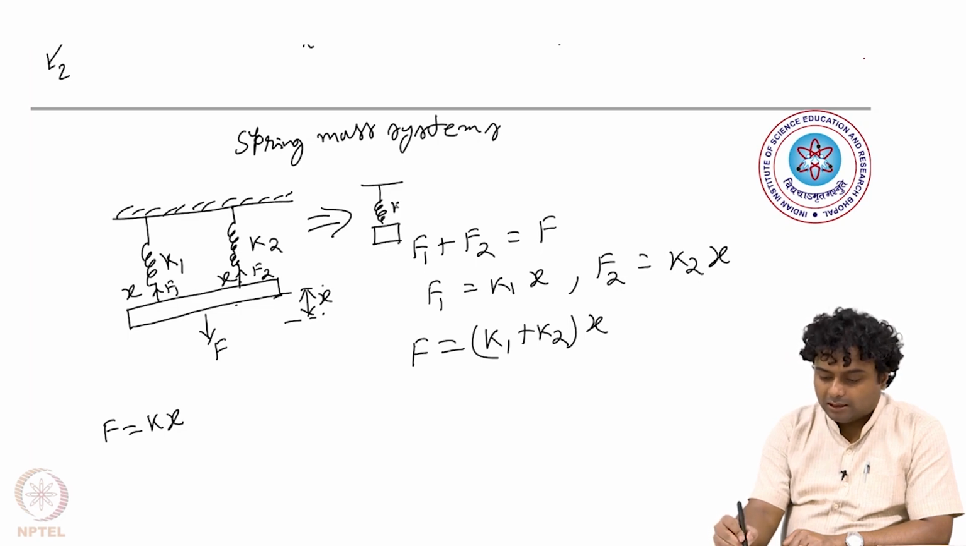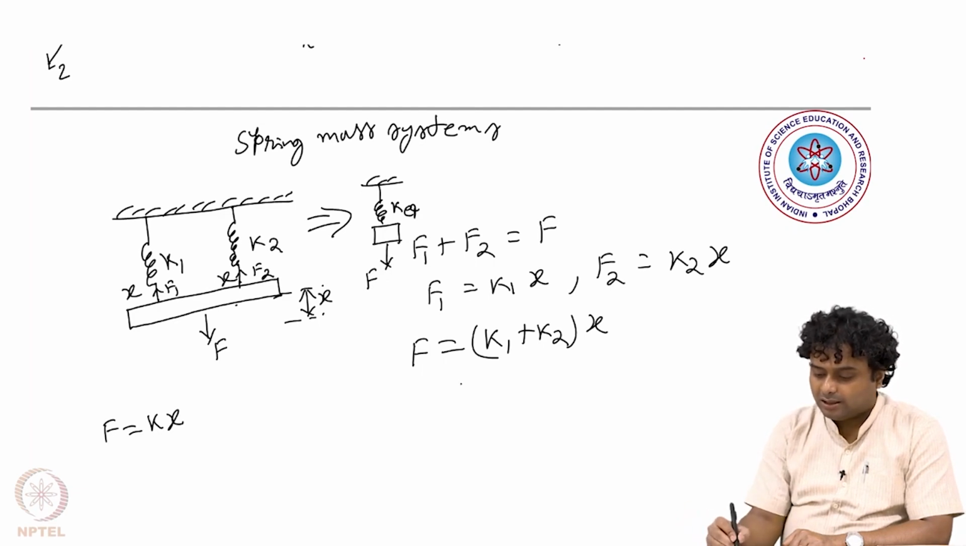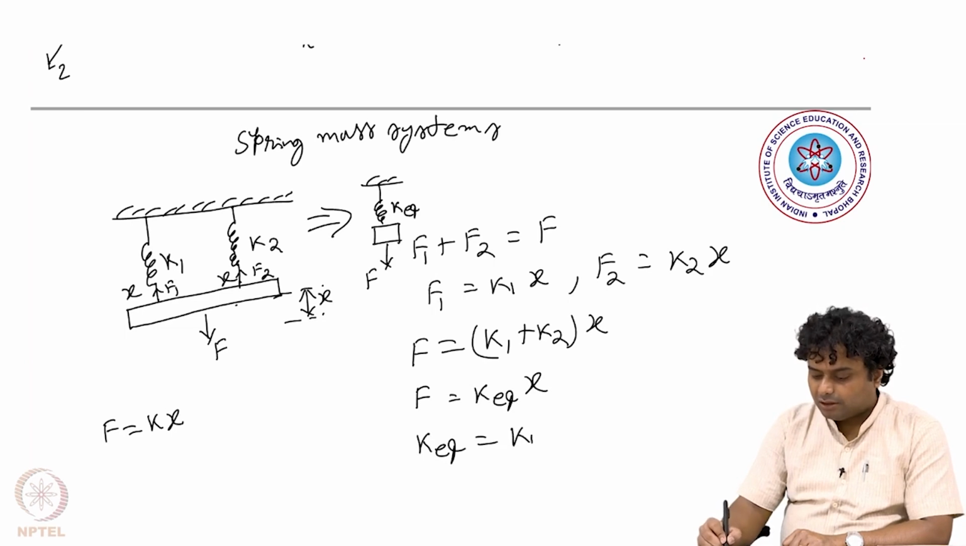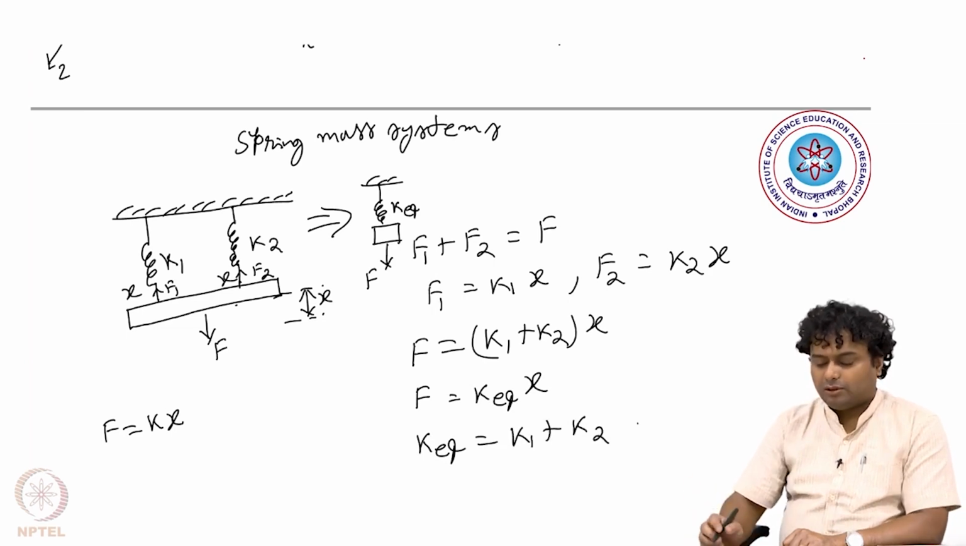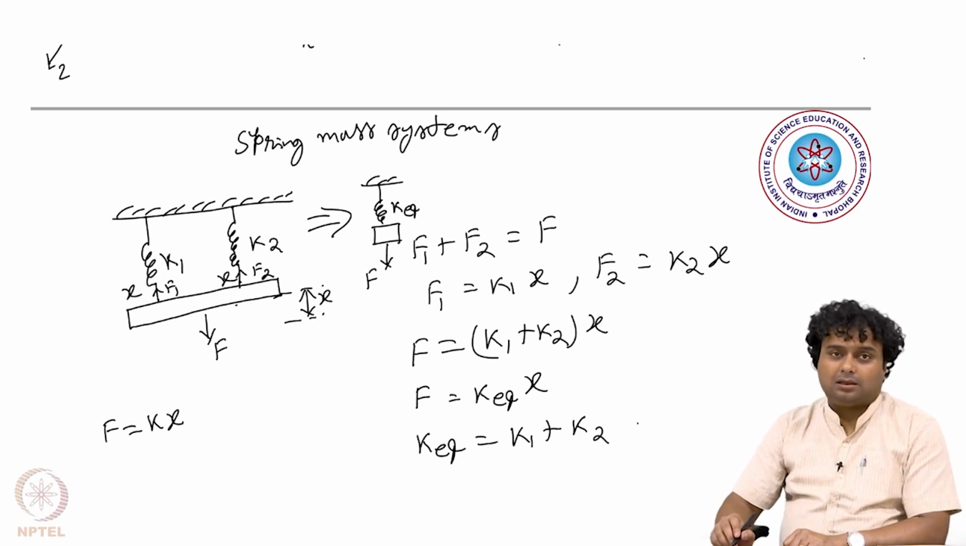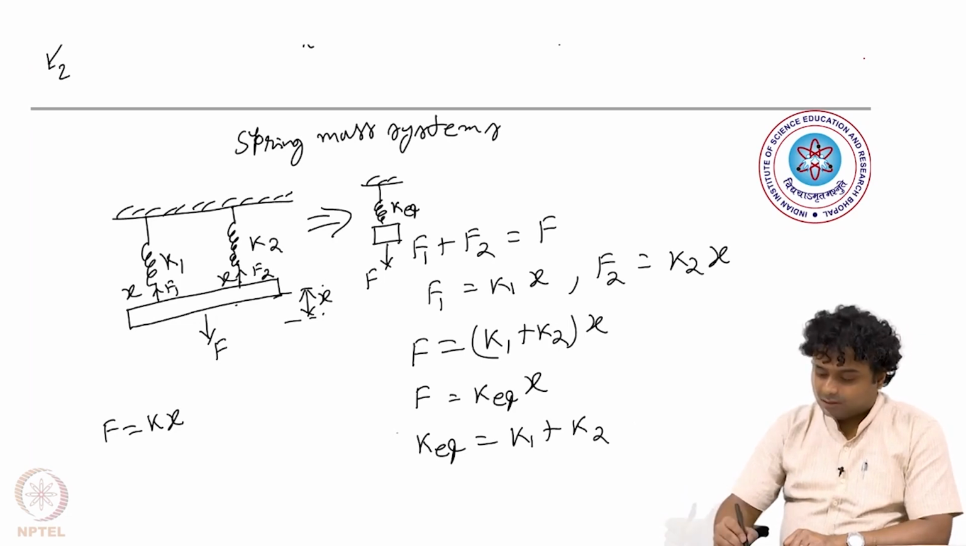we can model it like that, right. So, this is let us say K equivalent, and then you are applying the same force. So, for this equivalent system, we can write that this is equal to K equivalent into x. So, K equivalent is equal to K1 plus K2. So, if two springs are in parallel, we can directly get the equivalent spring constant simply by adding their stiffness constants. Okay.